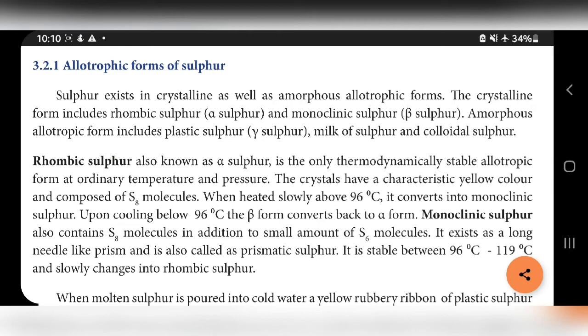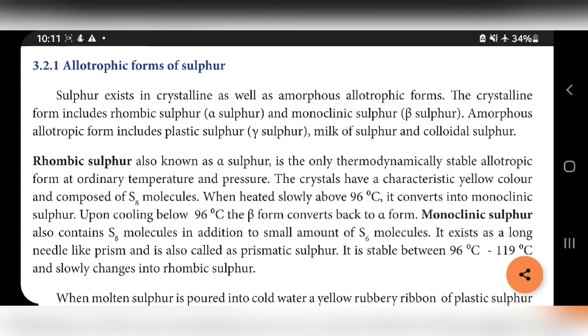Next topic, allotropic forms of sulfur. In the same lesson, we learn allotropic forms of phosphorus. Now we are going to learn allotropic forms of sulfur. So already you know what allotropes are: same chemical properties but different physical properties.